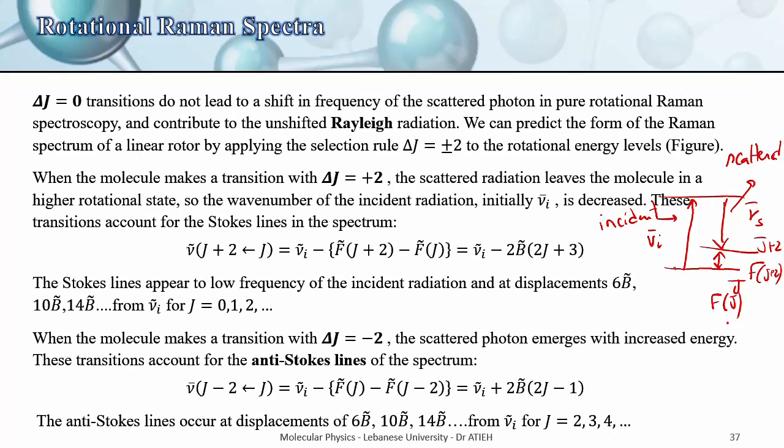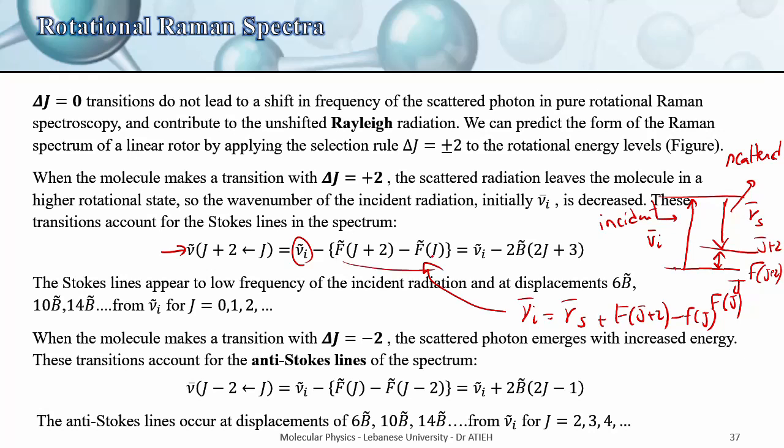So simply, we've got nu bar equals nu I plus F(J+2) minus F(J). So you can see we have the same formula as before. So nu bar, which is the wave number of the scattered radiation when the molecule starts from a level J and ends up at a level J plus 2, is equal to nu I, the wave number of the incident radiation, plus F(J+2) minus F(J).